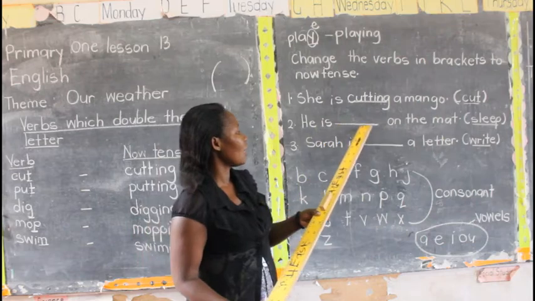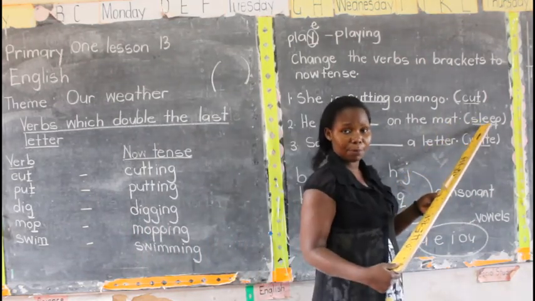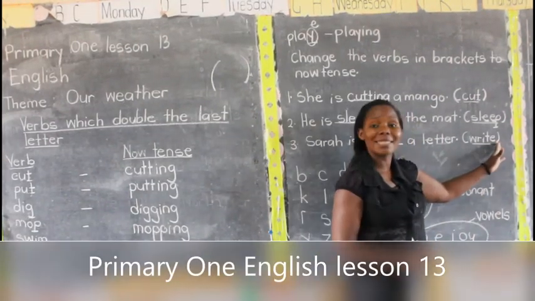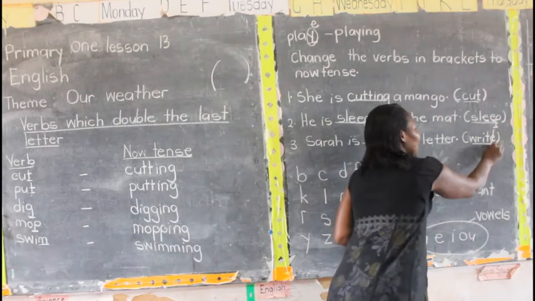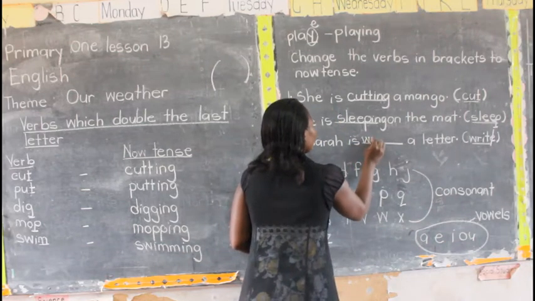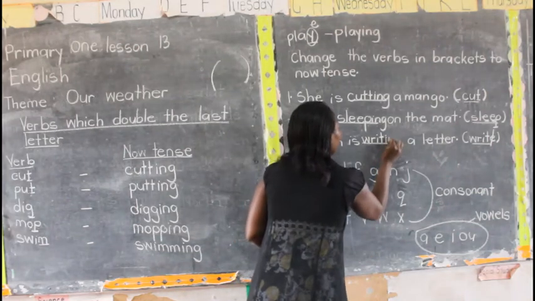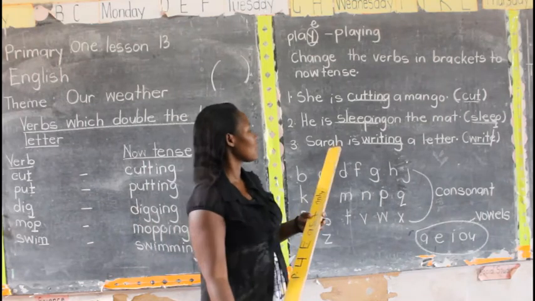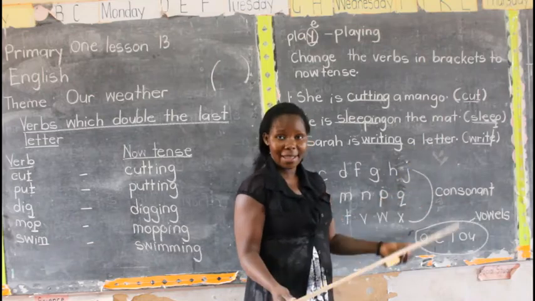He is dash on the mat. The verb in brackets is sleep. Let us see. We say that a verb, when the last letter is E, how do we deal with E? We do away with the E, we kill it. Yes? Then we write the remaining letters. Add I, N, G. So the sentence is Sarah is writing a letter.